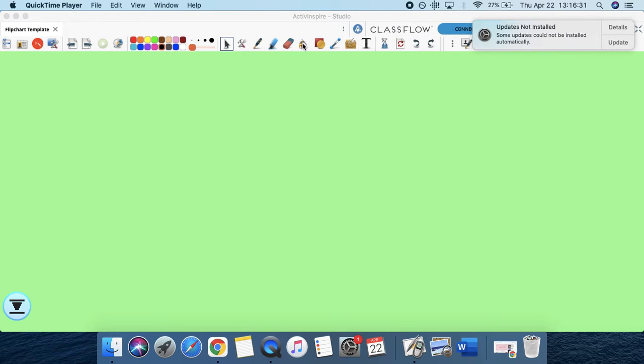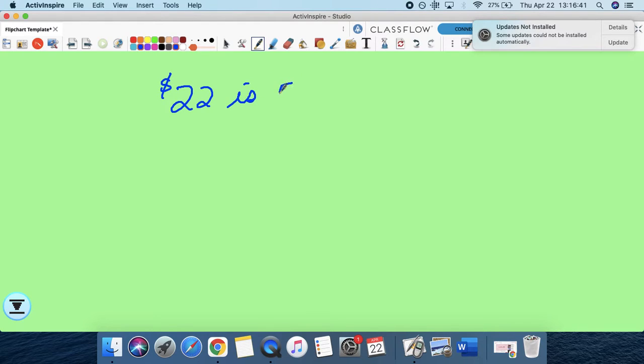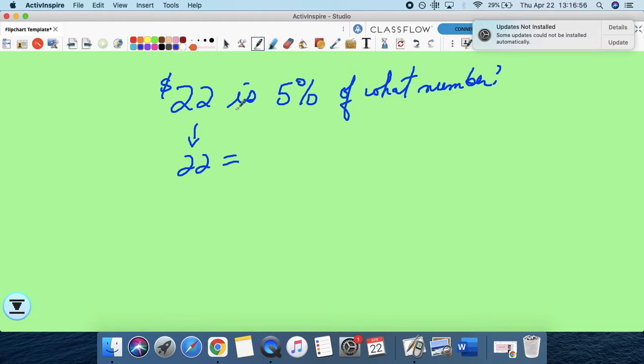So here, this one we'll go over it tomorrow or a little bit on Monday, but we can say $22 is 5%, right? Pero ¿de qué número? Of what number? So that's the sentence we can write. Podemos escribir esta frase. So 22 equals 5%. We're going to change it to this. Of is this. And what number?